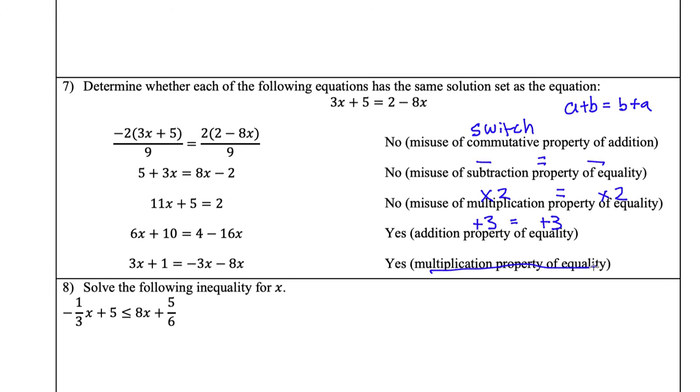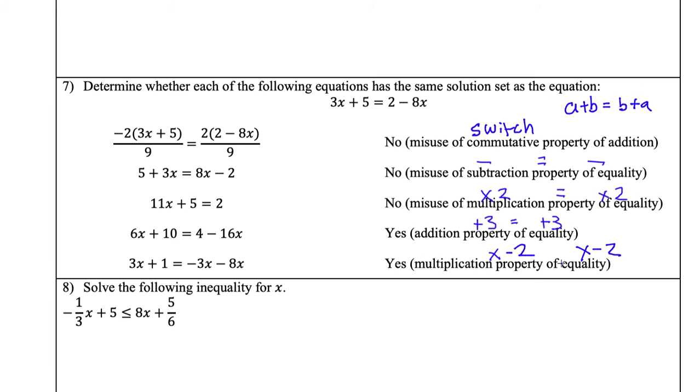These are the formal names that, in my opinion as a teacher, you don't need to know, because why know the name of it if you can just do it? But maybe other teachers disagree with me. Multiplication property of equality, again, that's the same thing up here. It's usually times an integer, like times -2 and times -2 on both sides.